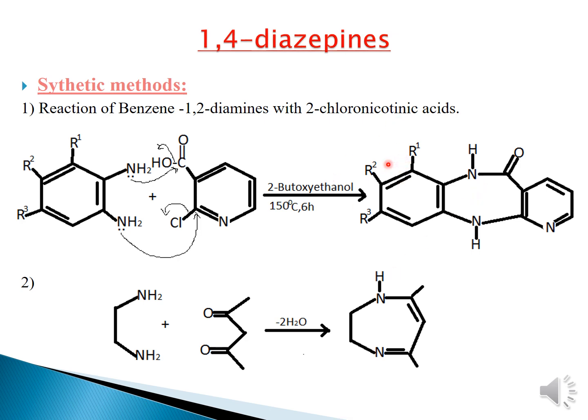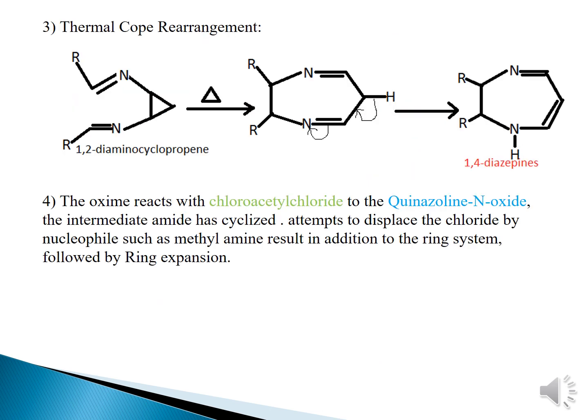All these are your substituent moieties which are attached. You can take any of the rings over here. And then moving on to ethylene diamine, if you take ethylene diamine and treat it with diketones, what happens here is two water molecules get eliminated from here, and then again from here two water molecules get eliminated by the formation of your diazepine structure. Moving on to next.